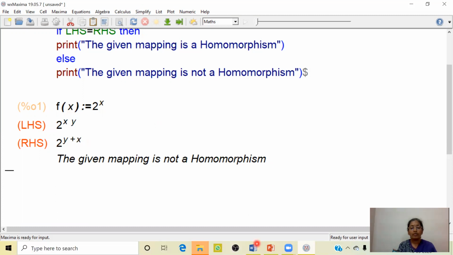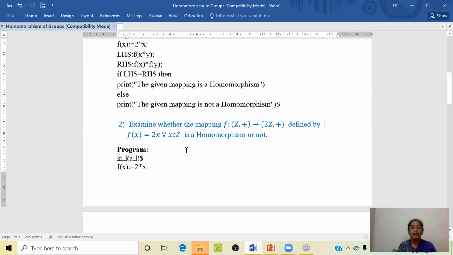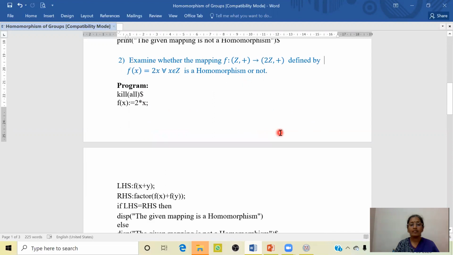Now let us go to the next example. So in the next example we have, examine whether the mapping f from Z to 2Z defined by f(x) = 2x for all x belonging to Z is a homomorphism or not. Here Z is a group with respect to usual addition, and 2Z is also a group with respect to usual addition. So let us check using the Maxima code.